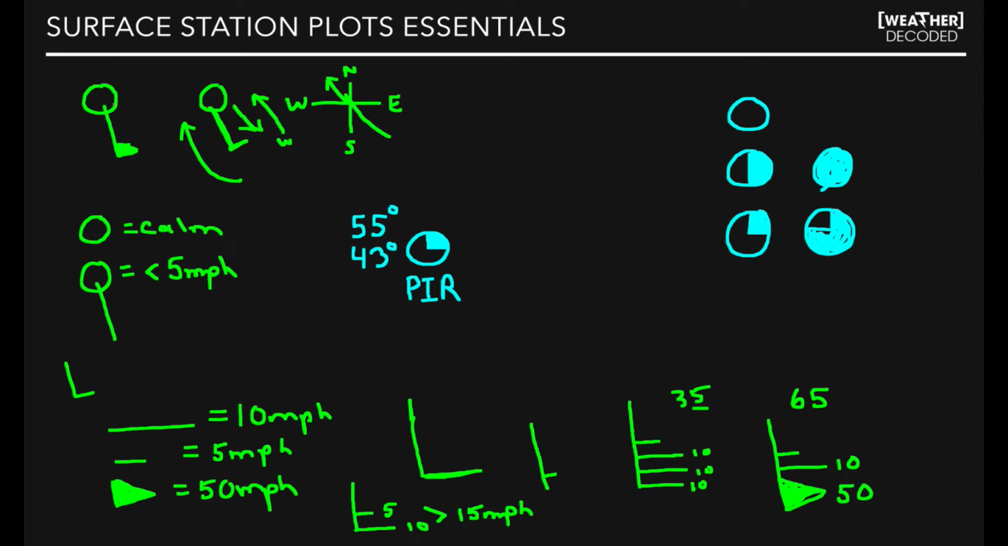But that's not how these barbs work. They point out in the opposite direction, to the southeast. So this would represent winds coming from the southeast at 10 miles per hour. This one would represent winds coming from the southeast at 50 miles per hour because that's our little flag. So imagine the flag or the stick pointing to the direction the winds are coming from.